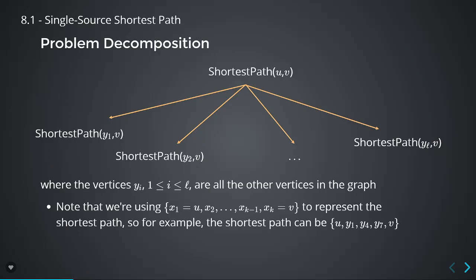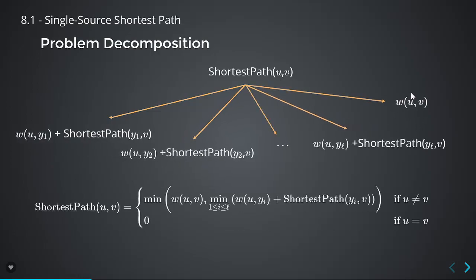Now, this tree here shows you the subproblems that you have to do, but that doesn't really tell you the relationship, right? Which is actually given here. If you want to find the shortest path from u to v, and you go into y1, then you have to take into account the cost of going to y1. So that's the weight of the edge u y1, and so on. And of course, don't forget that you can go directly from u to v. Well, maybe you can. If there's a path directly from u to v, then you have to consider the weight of that edge as well, because that may actually be the shortest path.